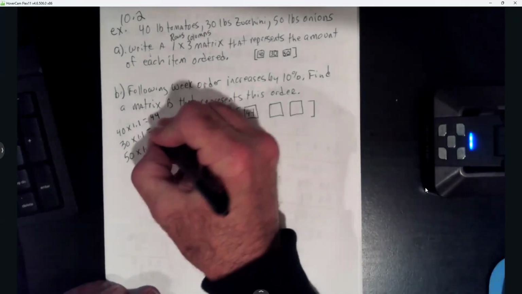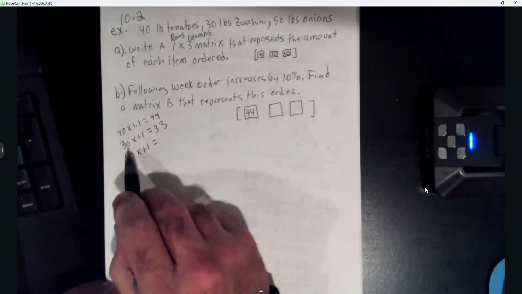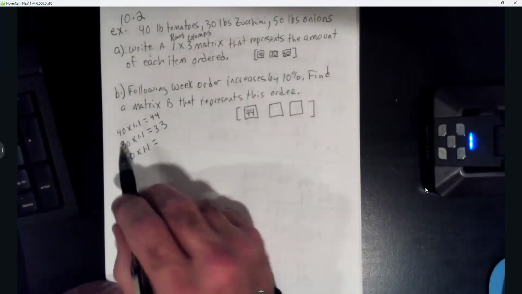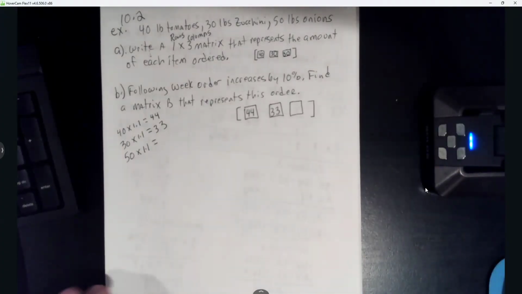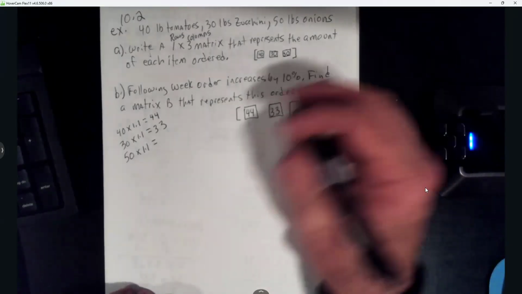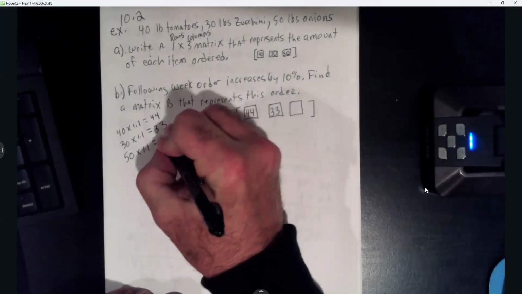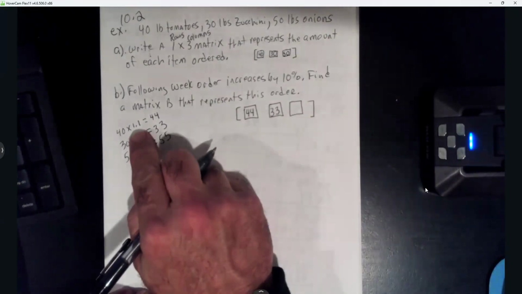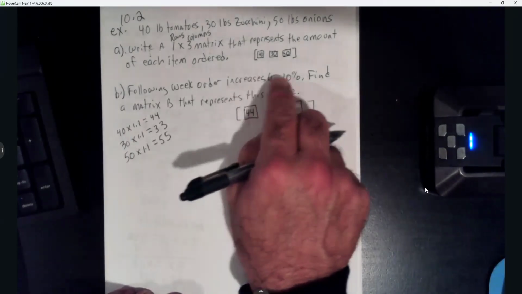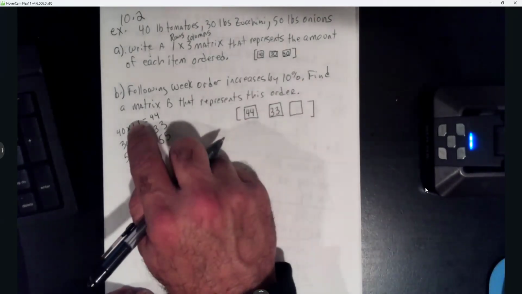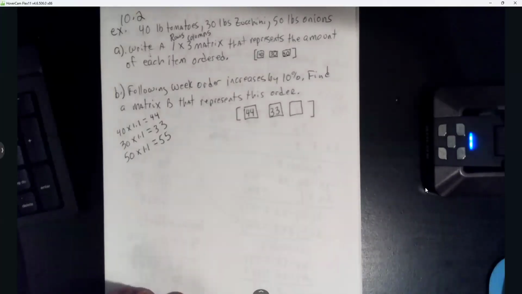So 33, good job. 10% of 30 is 3, plus 30 gives me 33. And then finally, how about 50 times 1.1? 55, there we go. So anytime you increase something by 10%, I do like 1.1. If I was increasing by 20%, I would do 1.2 and so forth, okay?